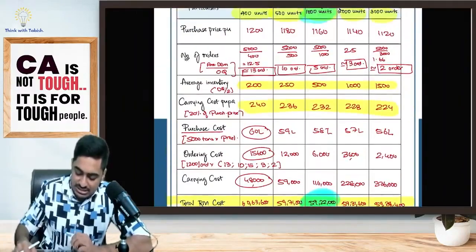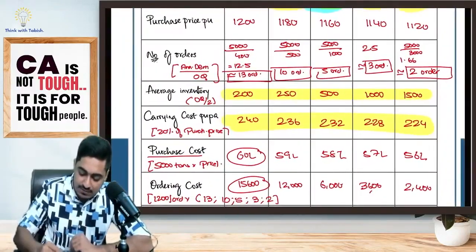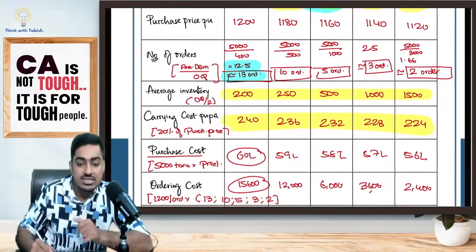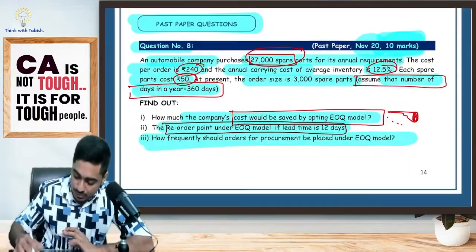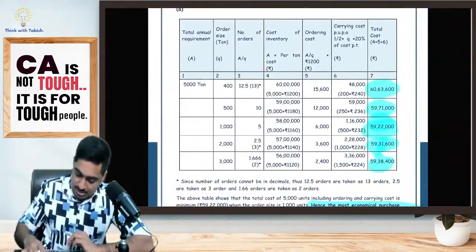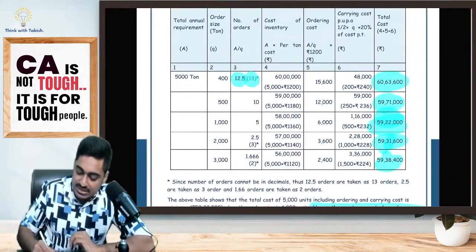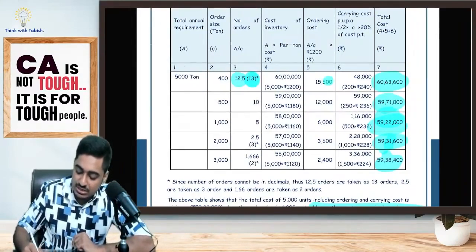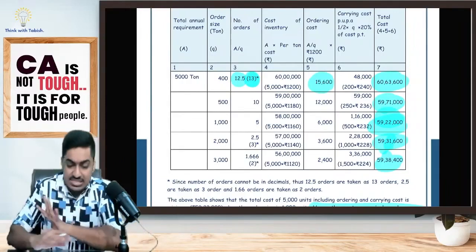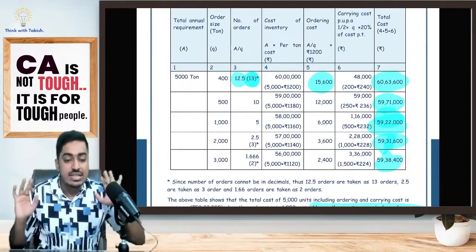The previous question we solved, we had 12.5 orders. What did ICI do? It made it 13 orders and did the calculation. I will show you proof also. Pay attention. Look at this 12.5. It made it 13 orders. Then it did 13 orders into 1,200 per order, 15,600. This is what ICI did. Same ICI solution, if you want, you can see this.